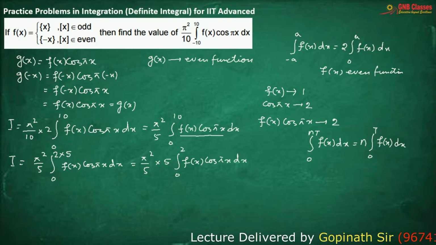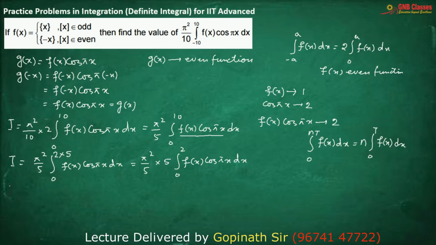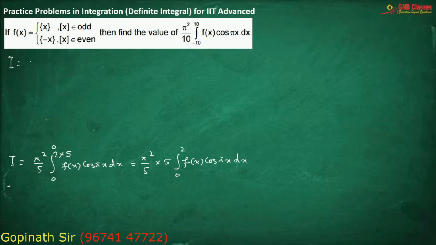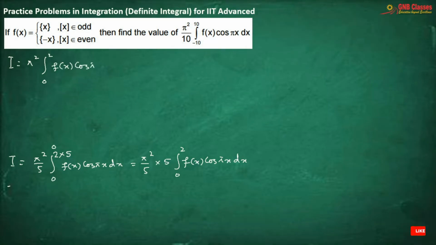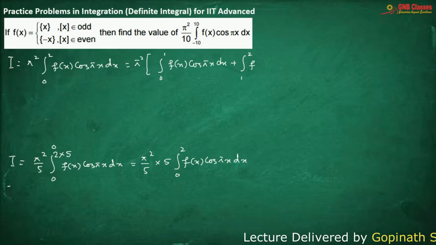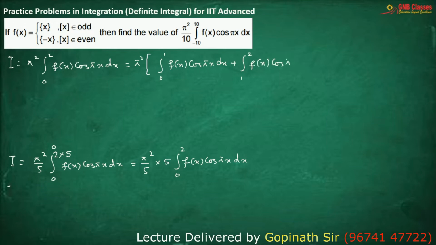Is it clear? Therefore, our integral I reduces to pi square times the integral from 0 to 2 of f(x) cos(pi x) dx, right? Now I'm writing it as pi square times the integral from 0 to 1 of f(x) cos(pi x) dx plus the integral from 1 to 2 of f(x) cos(pi x) dx. Am I correct?